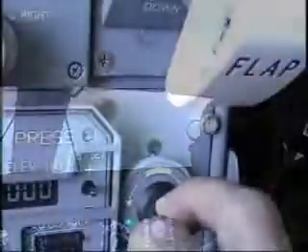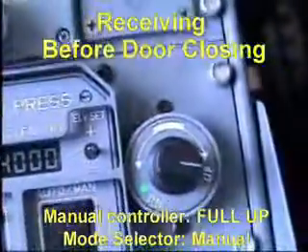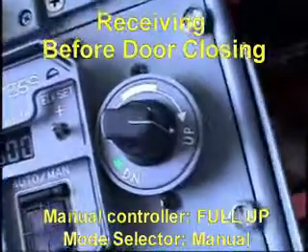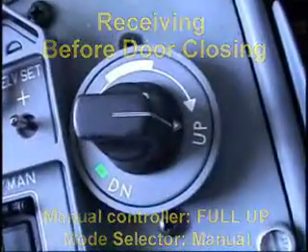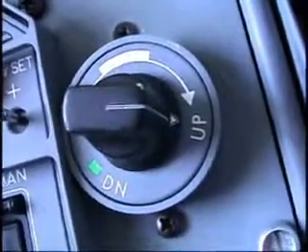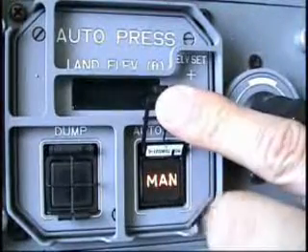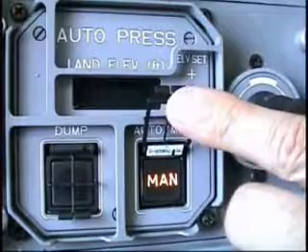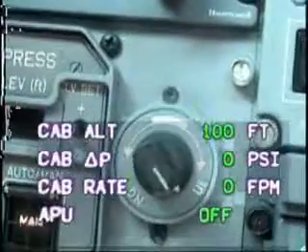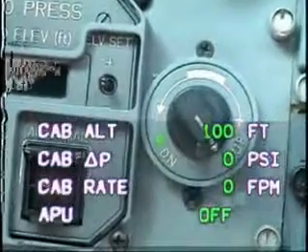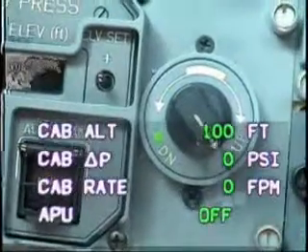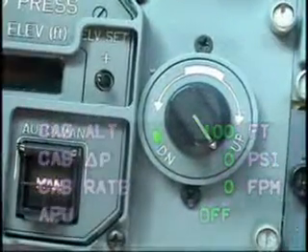Receiving. Before door closing. Set the pressurization manual controller to full up position and press the mode selector to manual. Check that MAN appears in the button. Leave only one pack on. This setting allows one outflow valve to be fully open and reduce the cabin airflow, and thus avoid uncomfortable pressure changes when the doors are closed or during engine start.